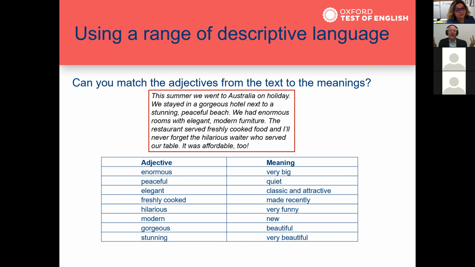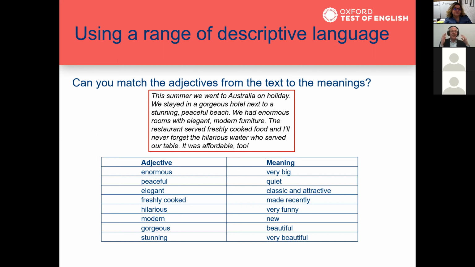Beautiful. Now, beautiful, everybody uses that word. Gorgeous. Now, gorgeous, that's an interesting word, isn't it? It's much more interesting, much more B2 than beautiful. Beautiful is like A2, B1. Very beautiful, stunning. Now, stunning, what does that mean? Stunning is something that is so beautiful that your mouth is open.